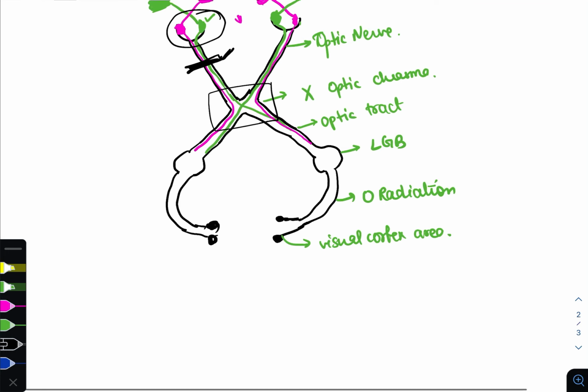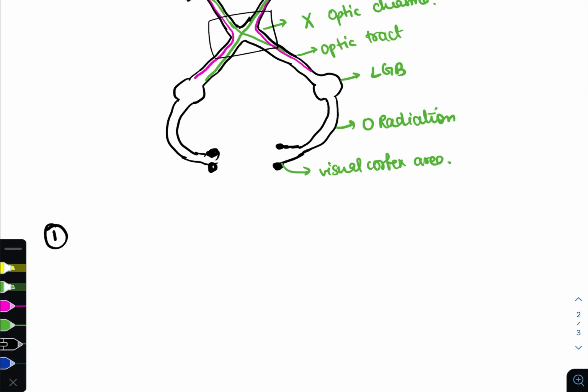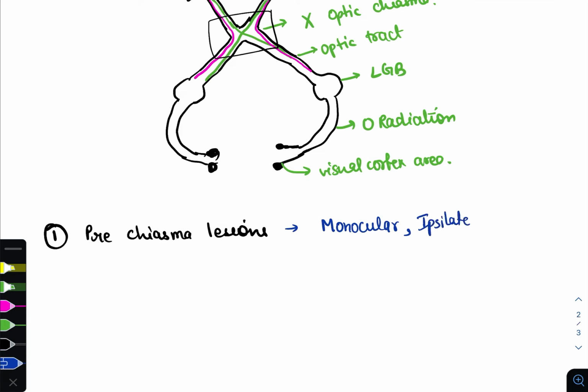So here is our first one: if the defect is in the optic nerve, meaning any defect before the optic chiasma, we call it pre-chiasmal. For all pre-chiasmal lesions, what kind of field defect will we see? We will see a defect in only one eye, that's why it is monocular, and on the same side, so ipsilateral. Monocular and ipsilateral defects we will see.